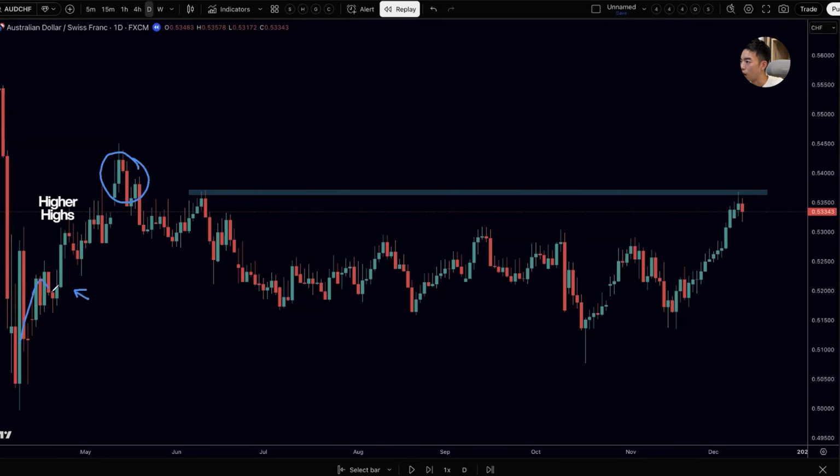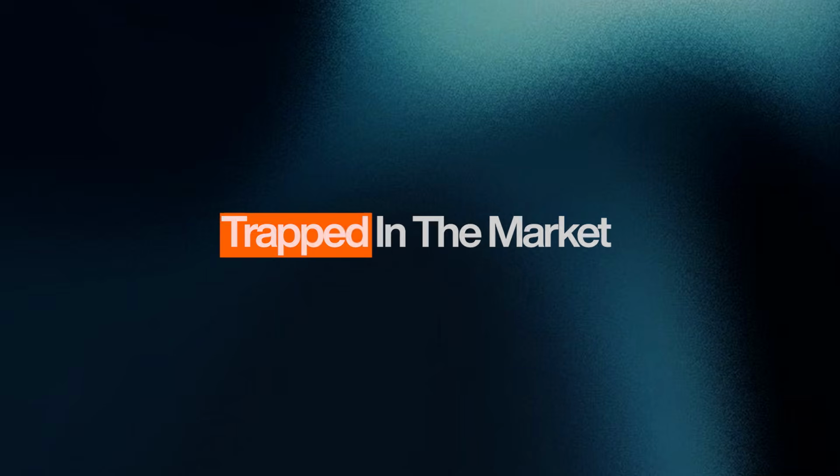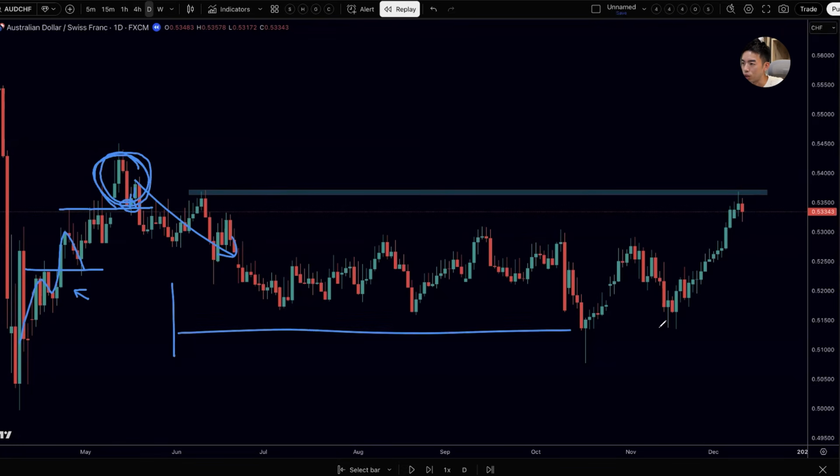We were making higher highs and higher lows each step along the way. And at this pullback low right here, people were actually buying. We can clearly see the move going up, and then we crashed down afterwards. So anyone who was buying right here is likely trapped in the market.